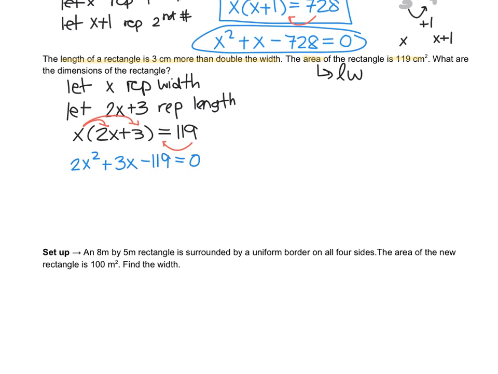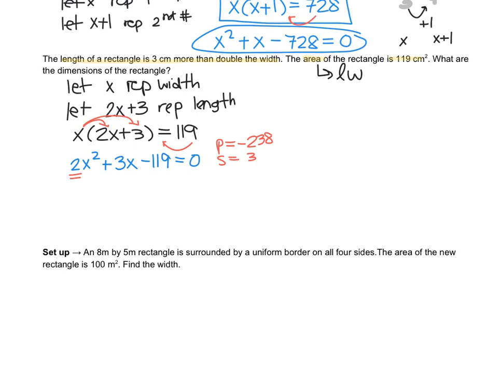Now, in this scenario, it is no longer a simple trinomial because of this 2 in front of the x squared. So I have to do decomposition here. I can't do the shortcut. So I need to multiply 2 and negative 119. So I need to find two numbers that have a product of negative 238, but the sum has to be positive 3. So I know my two numbers, one should be positive, one should be negative, and the bigger number should probably be the positive one.